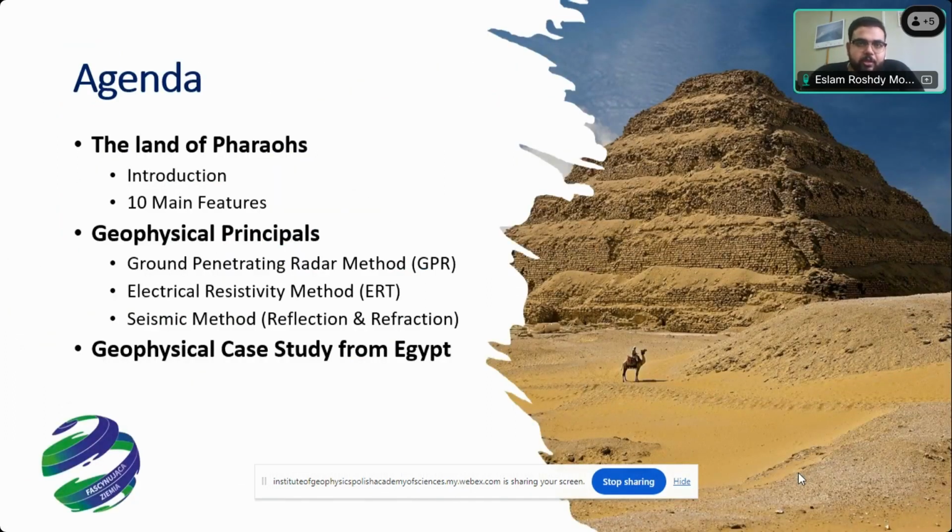I will start with an introduction about the land of pharaohs and 10 main features in Egypt, and then I will show some geophysical principles regarding ground penetrating radar methods, GPR, electrical resistivity methods, ERT, and seismic methods, reflection and refraction. And after that, I will show some geophysical case studies from Egypt to show and prove the contribution of geophysics in archaeology prospecting.